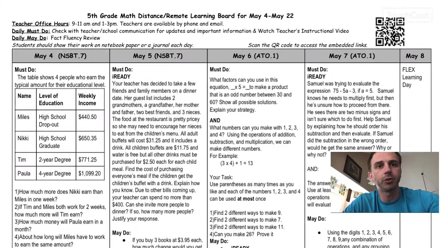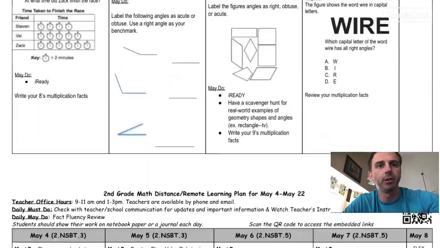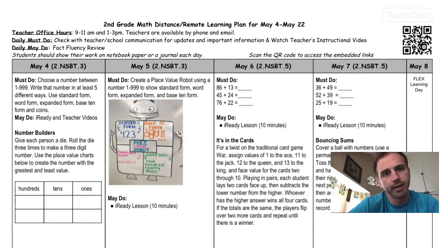So I'm going to pull up a calendar here. I'm going to scroll down to second grade just so you can know what it looks like. All right, so here's second grade. Your child may not be in second grade, but they all follow the same format, just the content's going to be a little different. What you see here at the very top is the second grade math distance remote learning plan for May 4th through May 22nd.